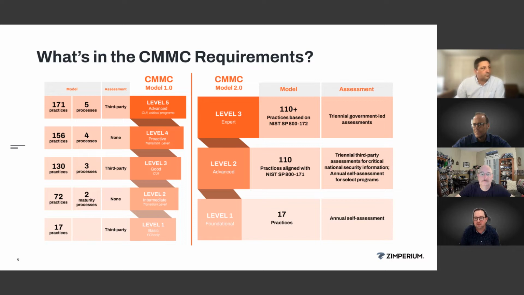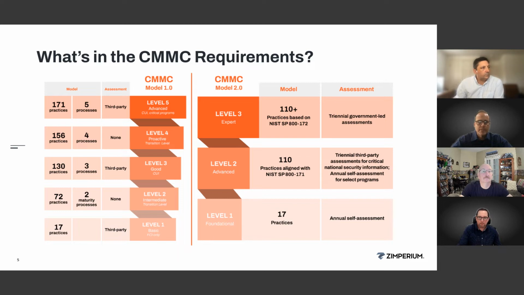Lastly, the new level 3, or expert level, will replace CMMC levels 4 and 5 from the original framework. This is really focused on reducing the risk from APTs, or advanced persistent threats. The DoD is still determining the specific security requirements for this expert level 3, but they have indicated that the requirements will be based on, of course, NIST SP 800-171's 110 controls, plus a subset of NIST SP 800-172 controls. And certainly at this level, the assessments will be government-led.